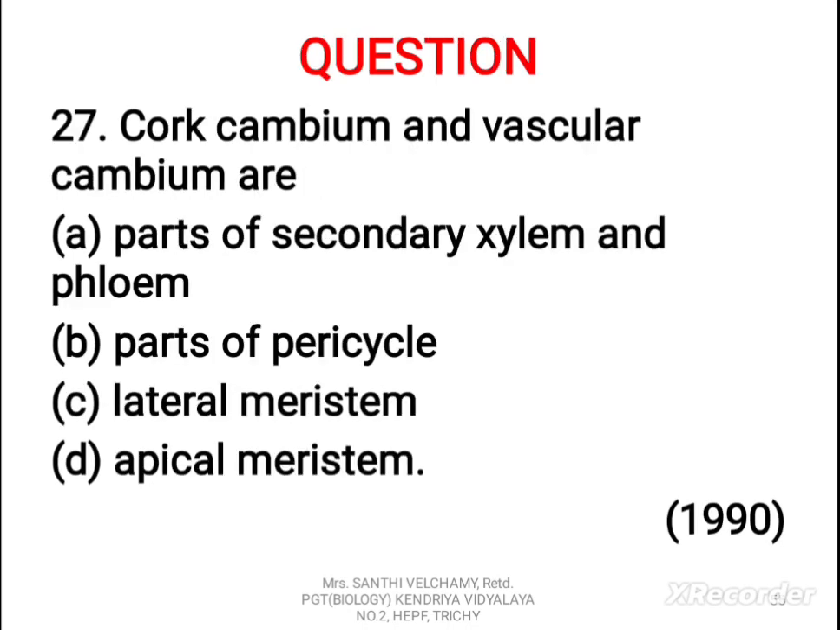Next question. Cork cambium and vascular cambium are A. part of secondary xylem and phloem, B. part of pericycle, C. lateral meristem, D. apical meristem. The correct answer is C. Lateral meristem. So here both are responsible for secondary growth of the stem. So that's why it is the lateral meristem.